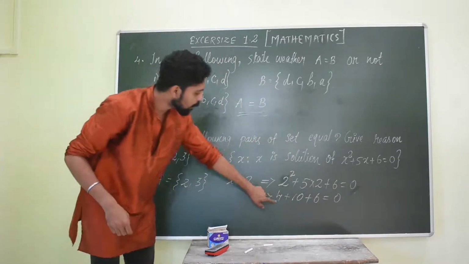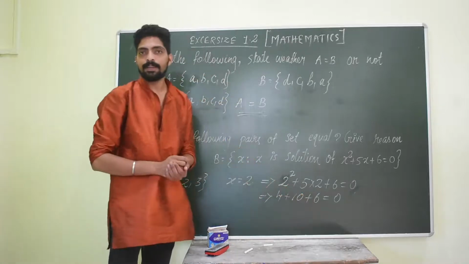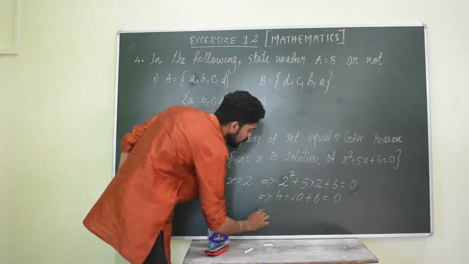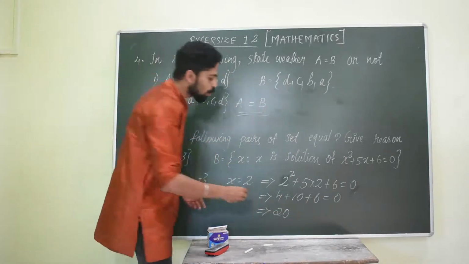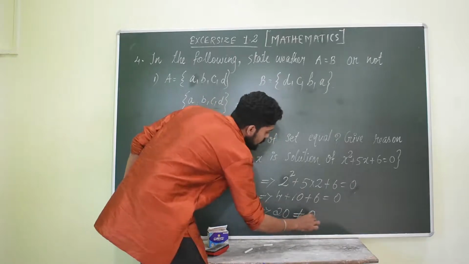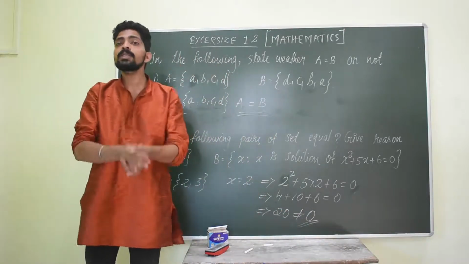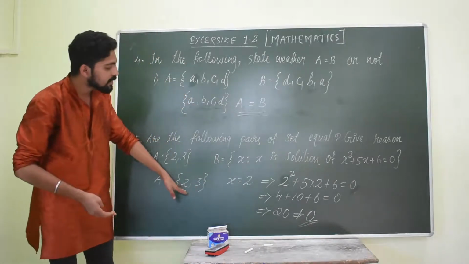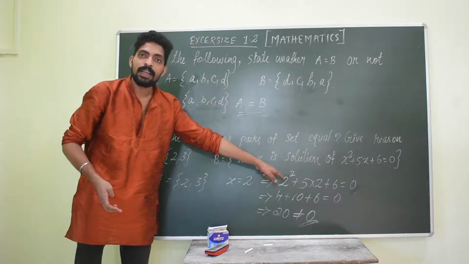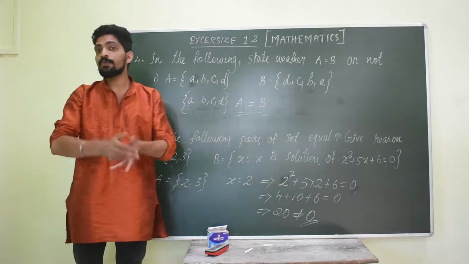We can check this one. 4 plus 10, 14, plus 6 is equal to 20. The answer will come, 20 is the answer, right? 20 is not equal to 0, right? Equal sets mean all elements must be equal, right? We took the first element 2, x is equal to 2, then the answer is different, right?